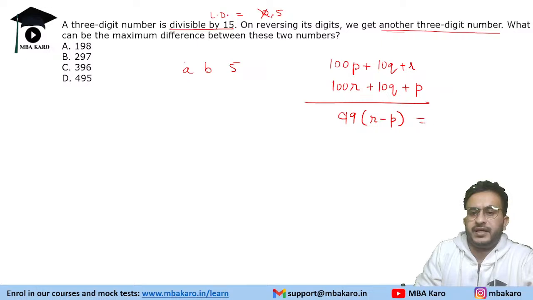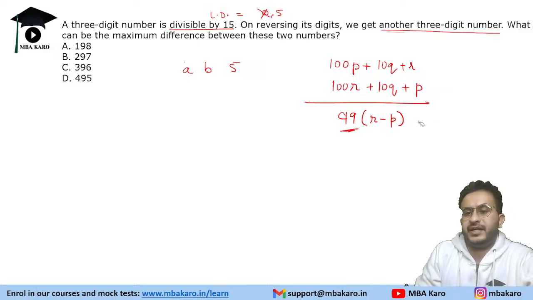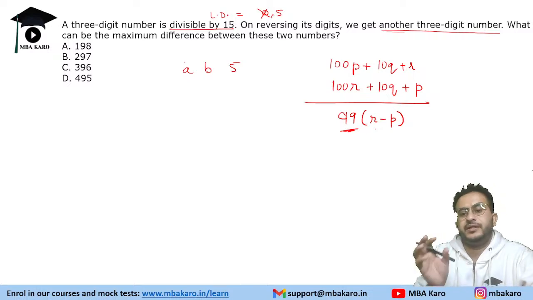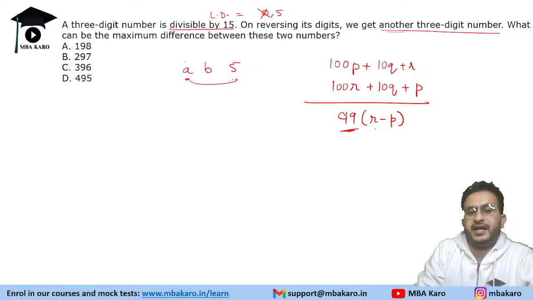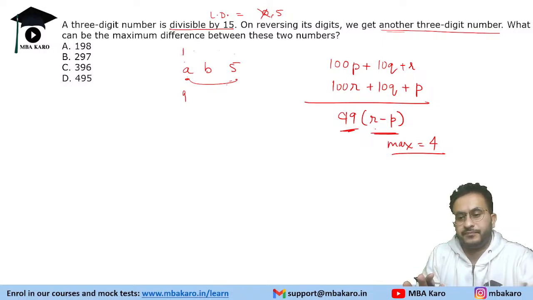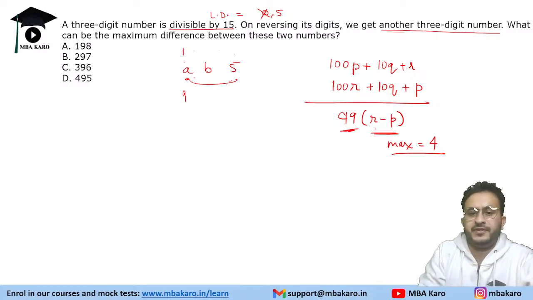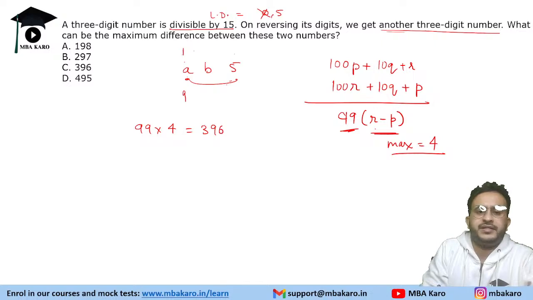So r minus p, that is equal to 99 times the difference between the digits. Now, what is the maximum difference we can have? We cannot put a equal to 0. If you put a equal to 1 and the last digit 5, the difference is 4, and on the higher end the difference is also 4. So the maximum difference r minus p is 4. So 99 into 4 will be 396.